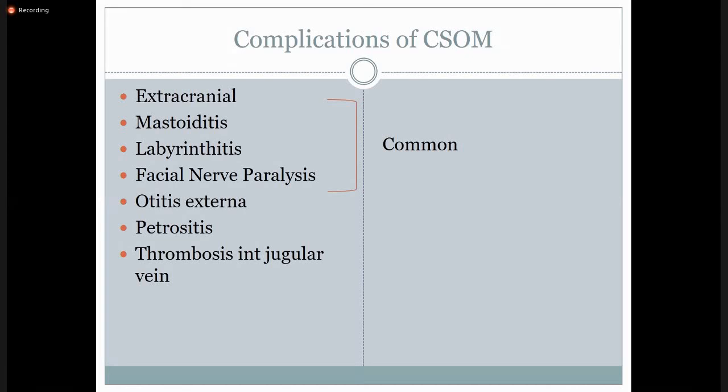The 3rd common condition, when the disease erodes the facial canal, it can cause facial nerve palsy or facial nerve paralysis. If it is going to the external ear, it can cause otitis externa, that is inflammation of external ear, petrositis, inflammation of the petrous bone, thrombosis of the internal jugular vein. These are the surrounding complications.